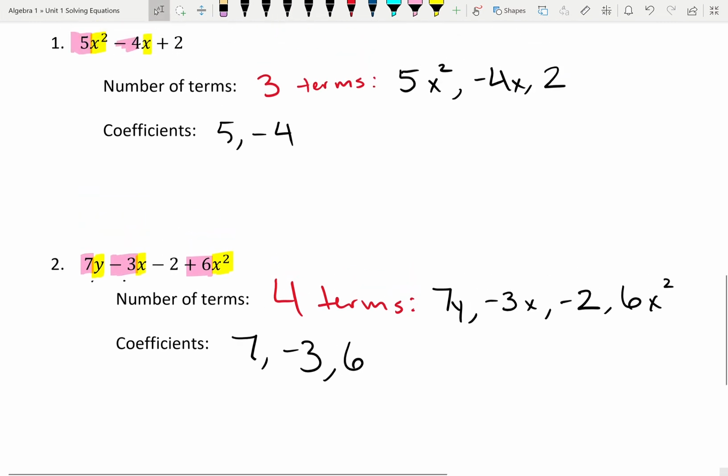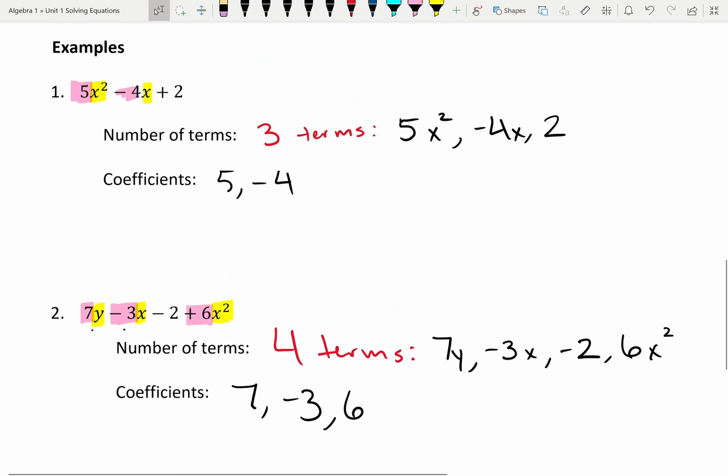That's all we have to do when we have parts of expressions. In the previous video, we talked about definitions. This video is all about the examples.